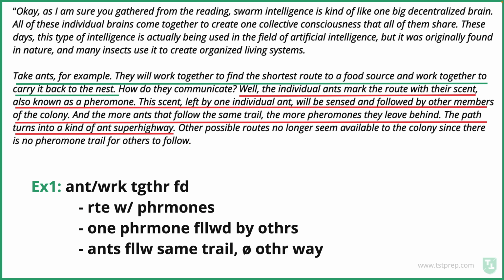The individual ant, I'll read the part highlighted in red. Well, the individual ants mark the route with their scent, also known as a pheromone. So I put route with pheromone. By the way, if you have no idea how to write pheromone, just write down what you hear, like F-E-R-mone or something. This scent, left by one individual ant, will be sensed and followed by other members of the colony. And so I wrote one pheromone followed by others. I could have written the number 1 there instead. But anyway.